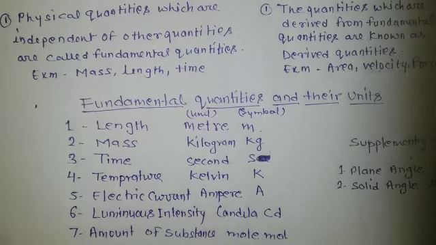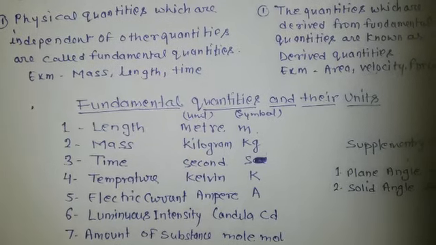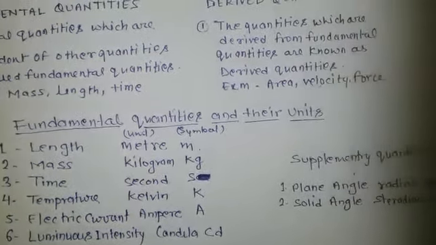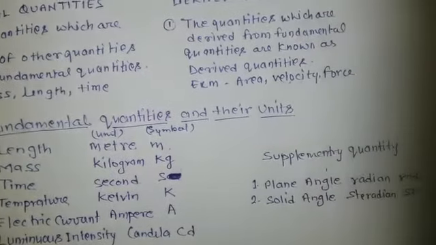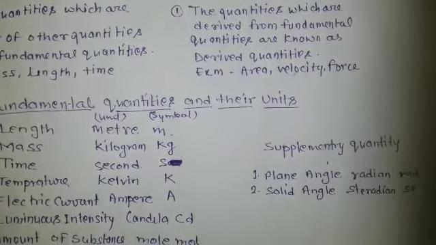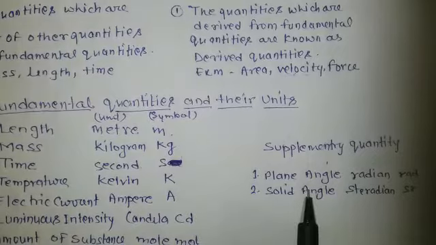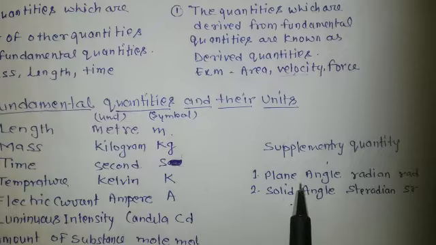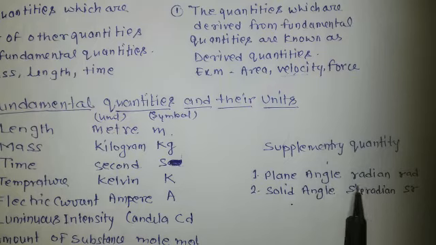Except these 7 quantities, we have 2 supplementary quantities, which are plane angle and solid angle. Plane angle is the angle and it is measured in radian.